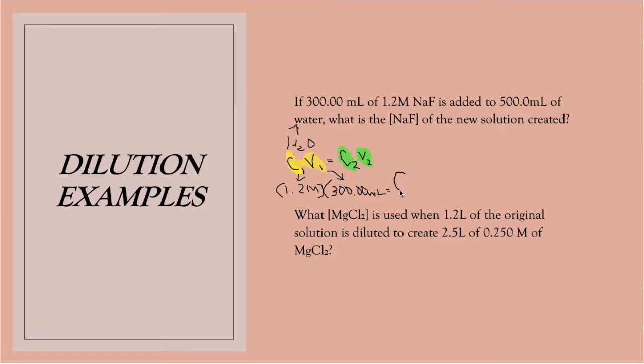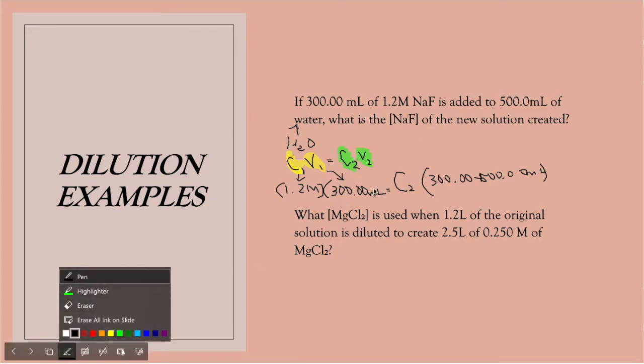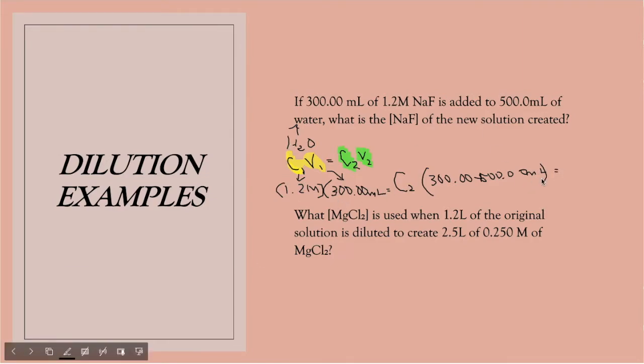So we are going to leave this as it is, C2, and then we're going to put in brackets the total volume of the total solution. So basically what we're going to do is add 300 milliliters and 500 milliliters, because this will be the total amount of volume that is in the solution. These two added together equal 800 milliliters.